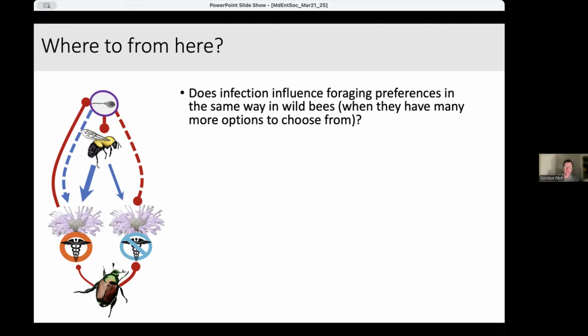And then they're in these tents where they have a pretty constrained choice. They can't just fly around and feed on any flower that they want. And so in the wild, are these bees still making these choices for self-medication, especially when they have this whole cornucopia of other options for flowers that they could feed on?